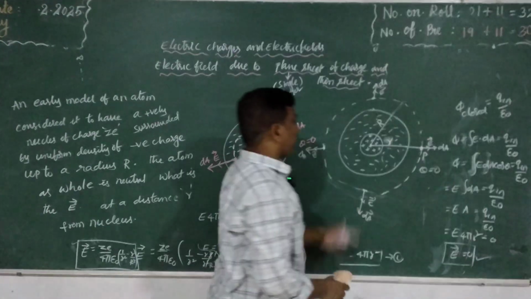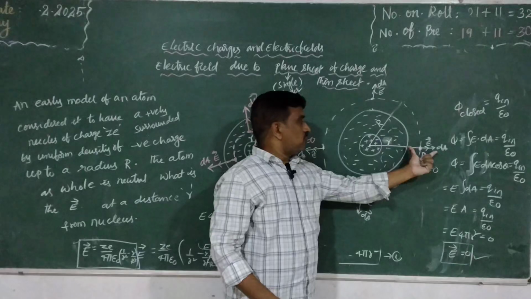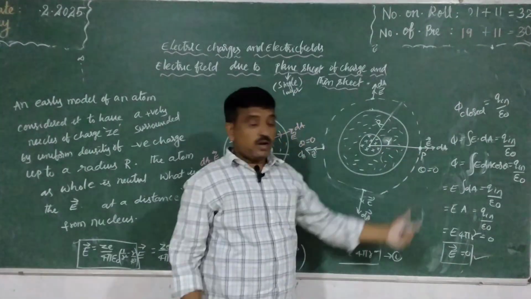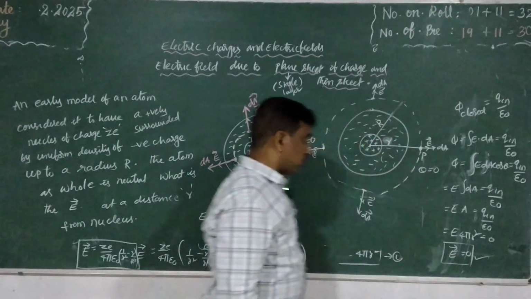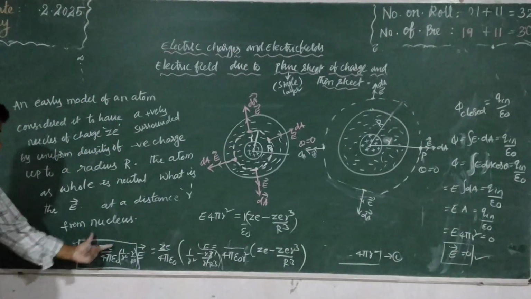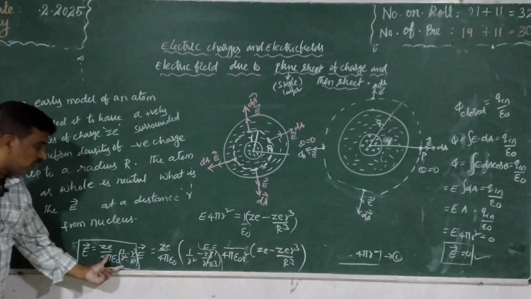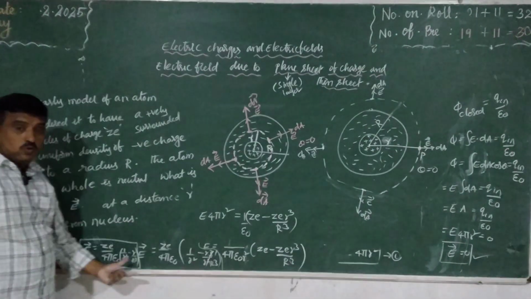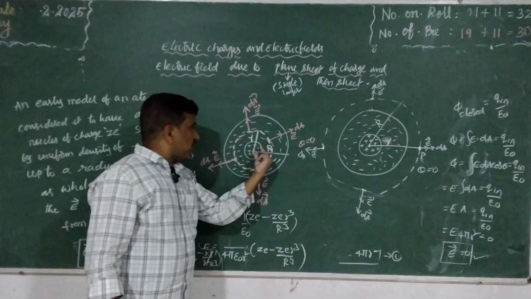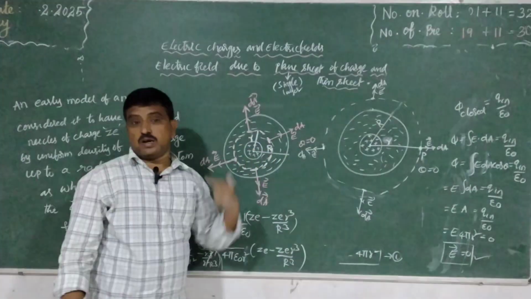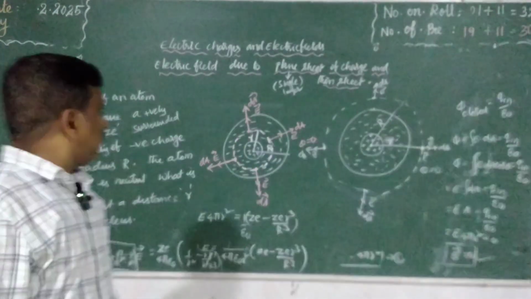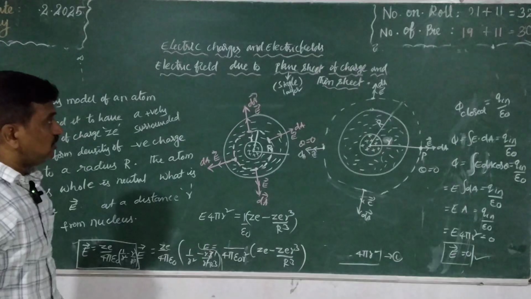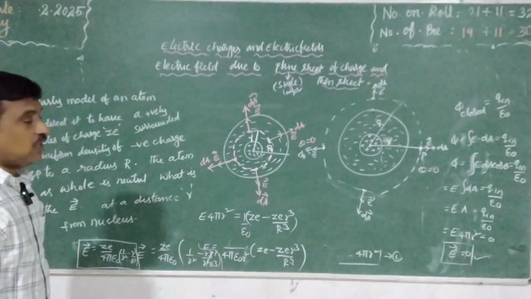So due to the total atom, at an outside point at some distance from the atom, what is the electric field? It is 0. Inside it is Ze by 4 pi epsilon naught, 1 by r square minus small r by capital R cube. This is the electric field due to the early model of an atom from the center, at a distance inside the atom. This is the electric field due to a plane sheet, thin sheet, and the early model of an atom.